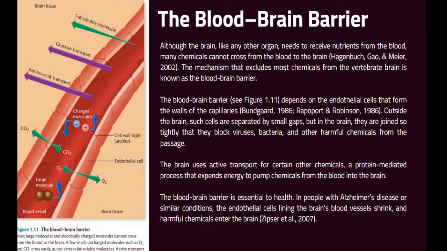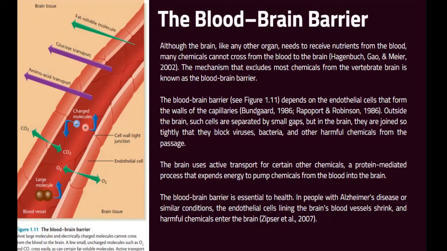The blood-brain barrier depends on the endothelial cells that form the walls of the capillaries. Outside the brain, such cells are separated by small gaps, but in the brain, they are joined so tightly that they block viruses, bacteria, and other harmful chemicals from passage. Water crosses through special protein channels in the wall of the endothelial cells. For certain other chemicals, the brain uses active transport. It is a protein-mediated process that expends energy to pump chemicals from the blood into the brain.